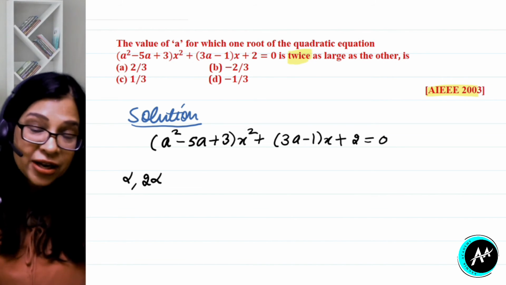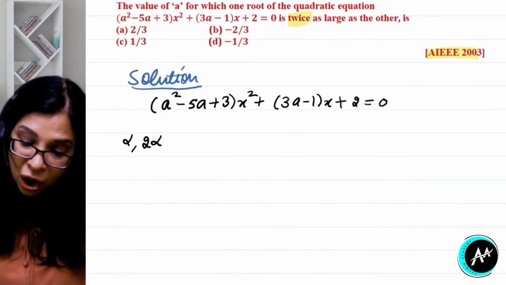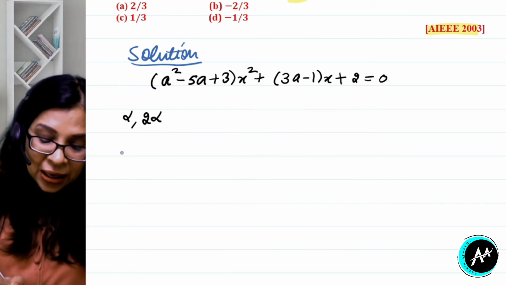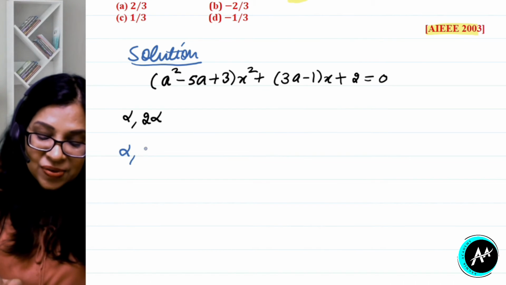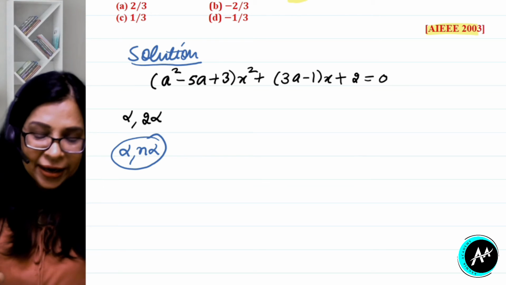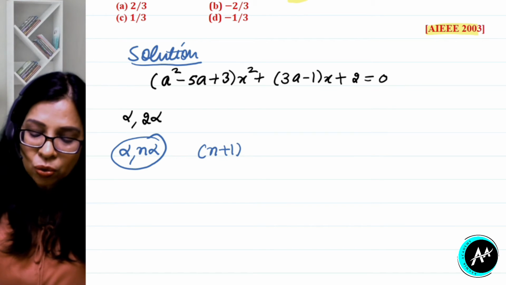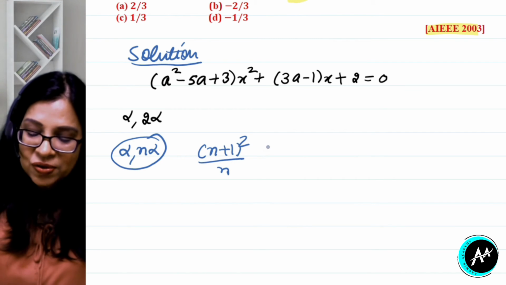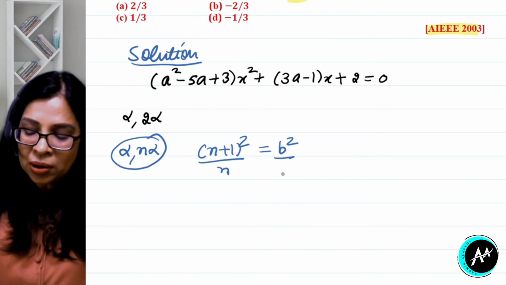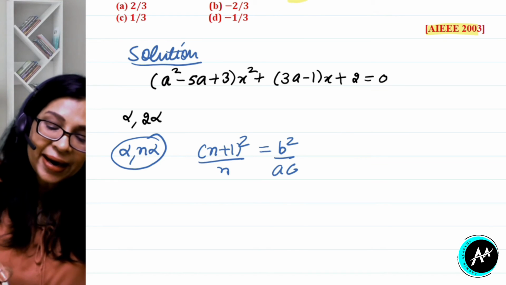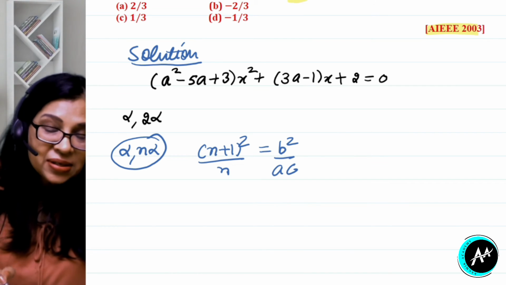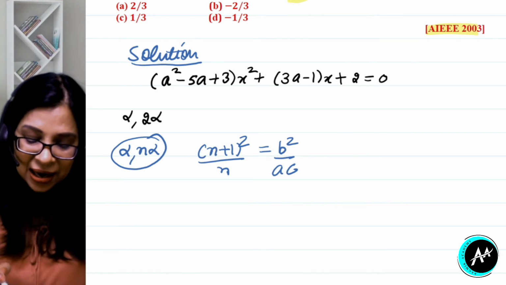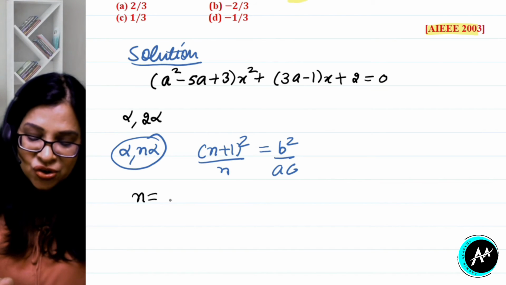Now which direct condition are we going to use? We are going to use this condition, if one root is n times the other. Remember, what was the condition? (n plus 1) whole square upon n was equal to b square upon ac. So this direct condition we will be using. Now since one root is twice as large as the other, I have n as 2.